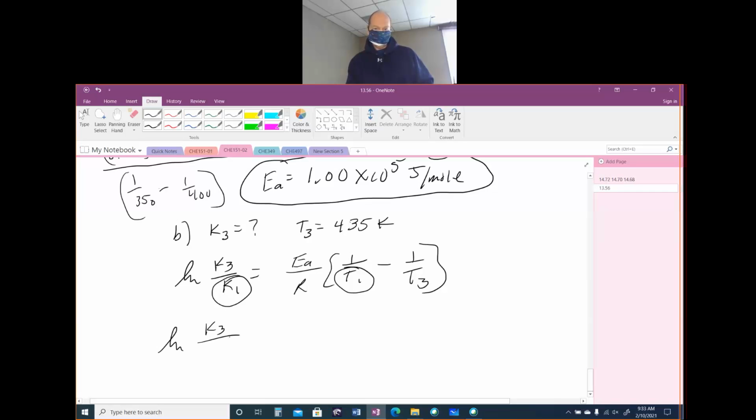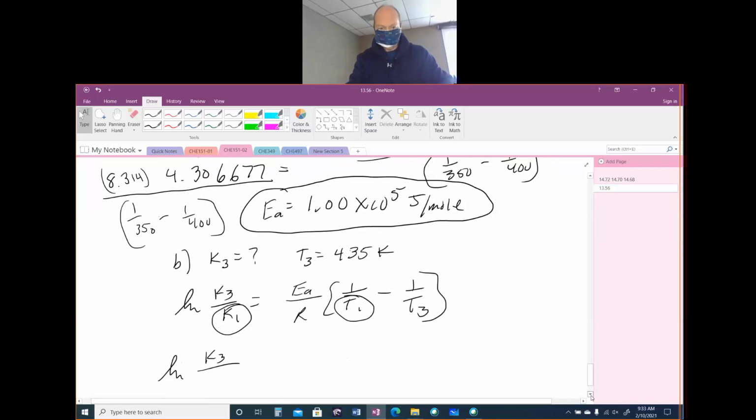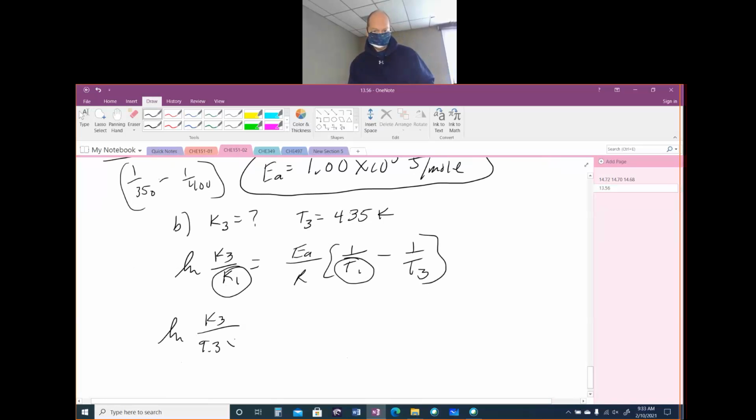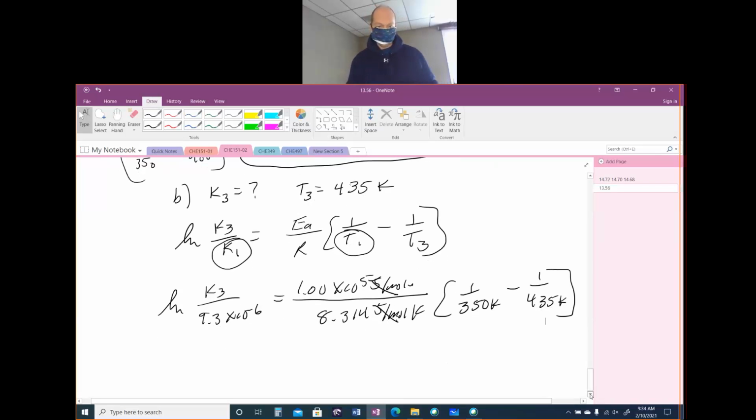ln of K3 over the K1. So we look up above and see what we have for K1. Same thing, 9.3 times 10 to the minus 6. That is equal to my energy of activation that we just solved, 1.00 times 10 to the 5th joules per mole. And that's why you must have the 8.314 joules per mole Kelvin, because that's the only way the units are going to cancel. My T1 was 350 Kelvin, and now my T is 435. What we do know is that this K has to be larger than the K2. If it is not, then you have done something mathematically incorrect.